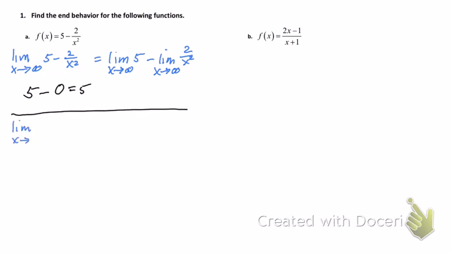Let's look and see what happens when x is going in the negative direction. Remember, we might get two different answers here. Well, 5, the limit of 5 is just 5. And even if x is a negative number, we're squaring it. And that means our fraction is getting closer and closer and closer to 0. So our end result is this.